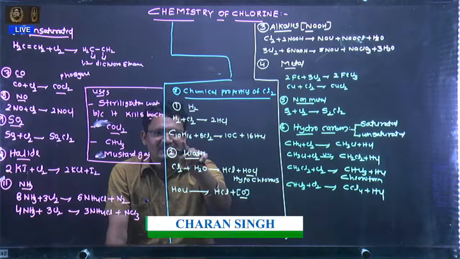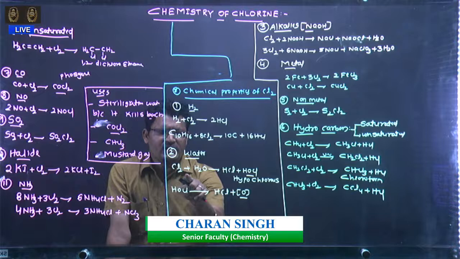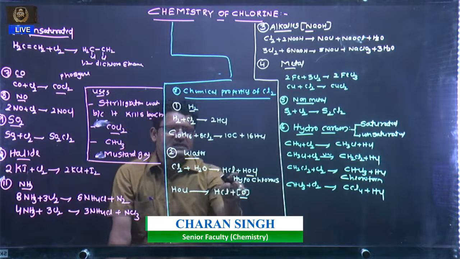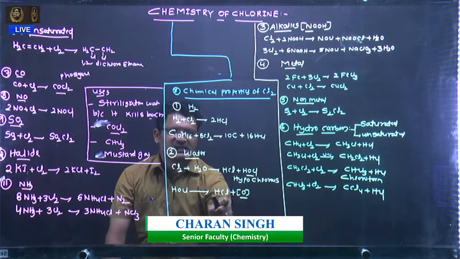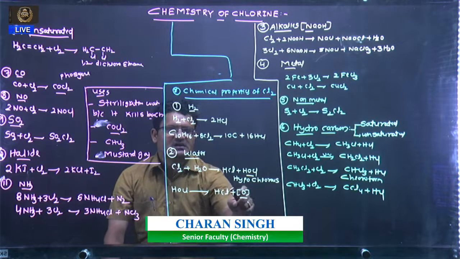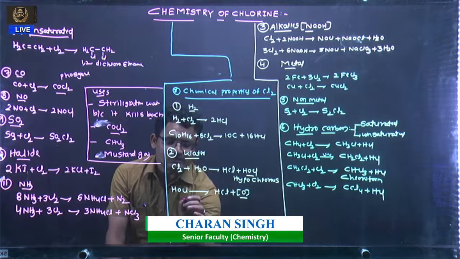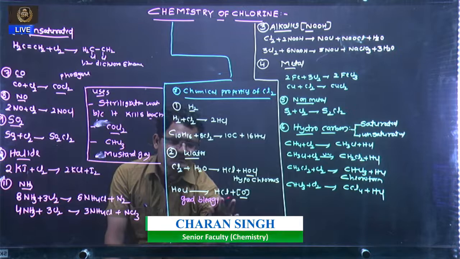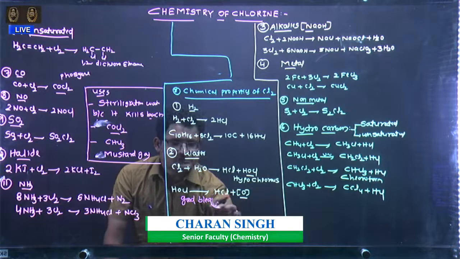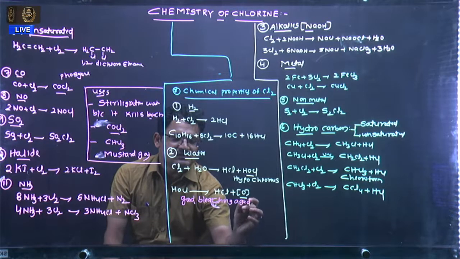Next, hydrogen compounds react with chlorine to get hydrochloric acid. Then with water, chlorine reacts to give hydrochloric acid and hypochlorous acid. This hypochlorous acid thermally dissociates to give HCl and oxygen. This oxygen is called nascent oxygen. That's why chlorine is a good bleaching agent.